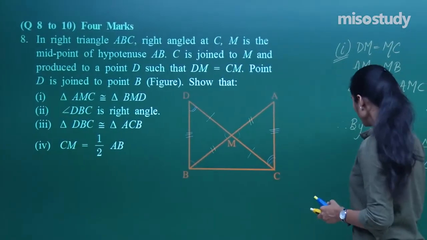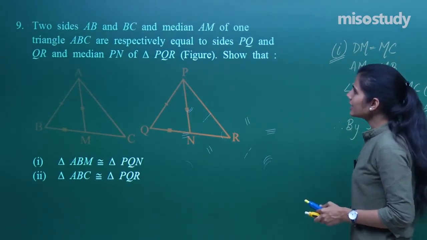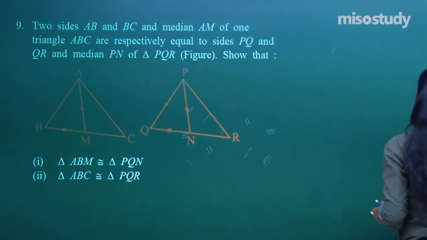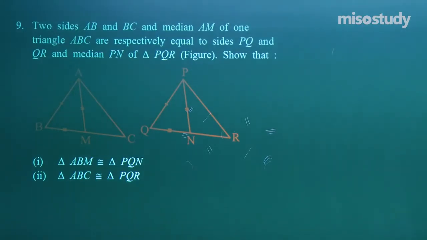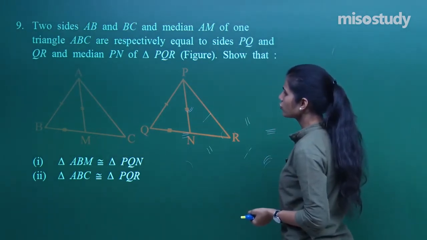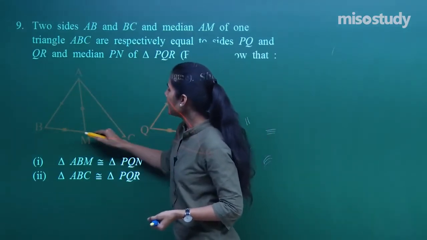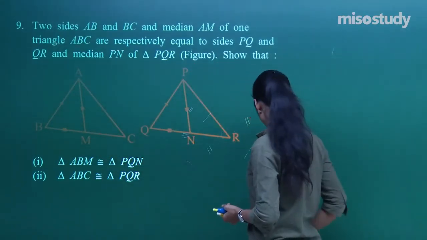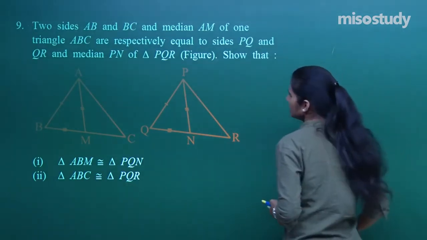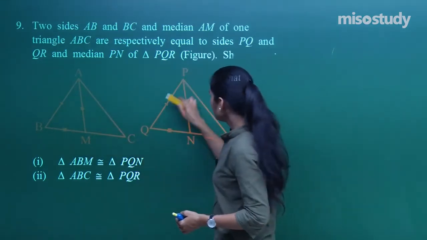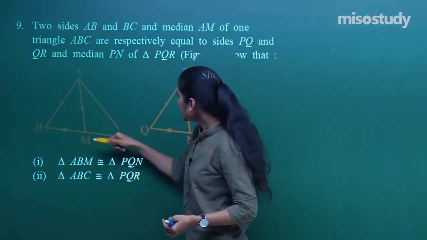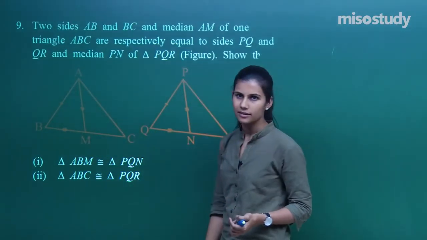Clear? Moving to the next, we have two sides AB and BC and median AM of one triangle are respectively equal to the sides and median of the other triangle. I have to show triangle ABM is congruent to triangle PQN. Now out of all these equalities, carefully observe, if I talk about triangle ABM and PQN, already AB is given to be equal to PQ, AM is given to be equal to PN.